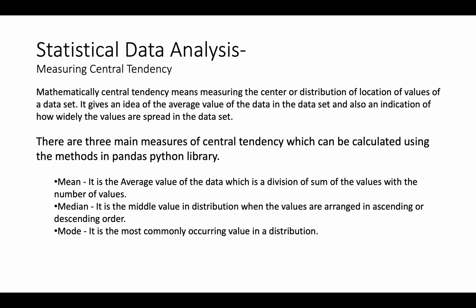Statistical analysis is very important in data science. Measures of central tendency are measures of the center of the distribution of the values of the data set, giving an idea of the average value of the data in the data set, and also an indication of how well spread the values are in this data set.